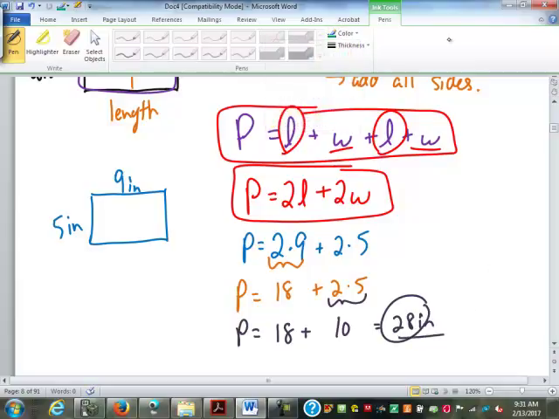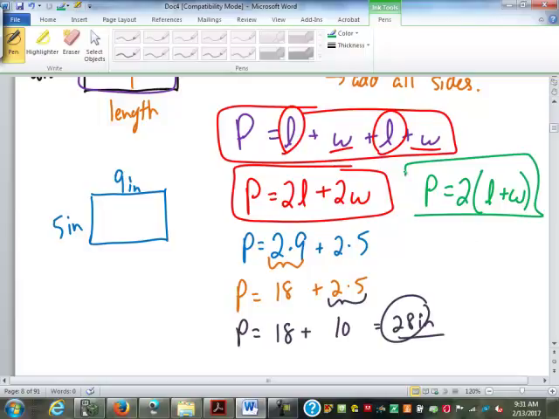Now, some of you have probably seen an alternative formula that actually is a little quicker, and it's the one I use. A couple of you rattled off the 28 pretty quickly, and I suspect this is what you did. You add the length and the width, and then you multiply it by 2, which is a little bit quicker. So 5 plus 9 is 14, times 2 is 28. That formula works just as well.